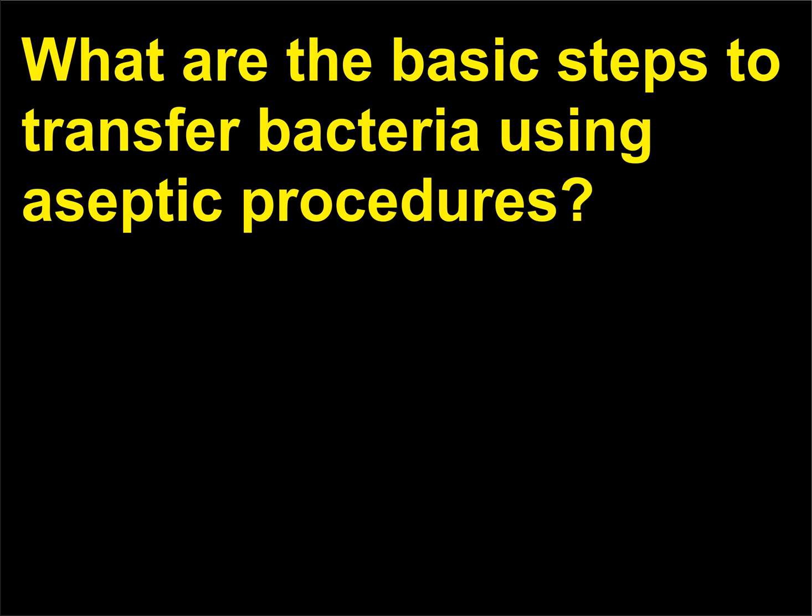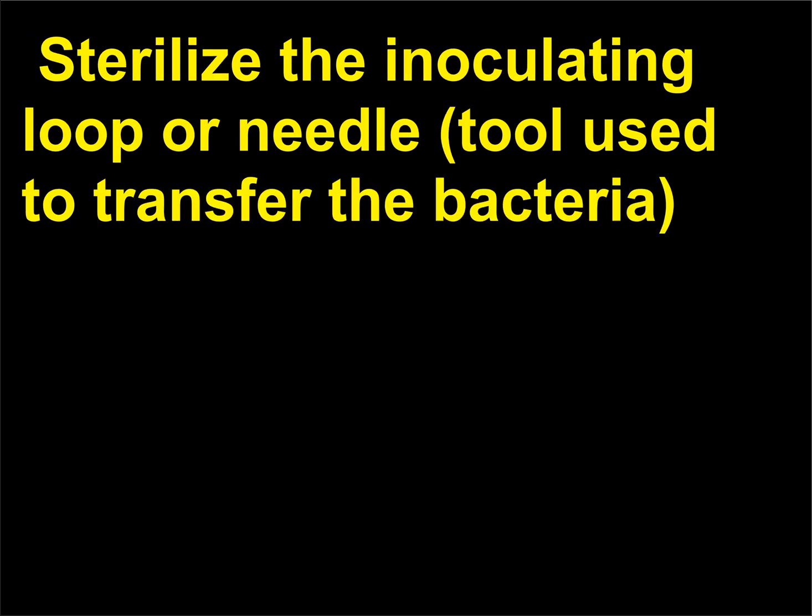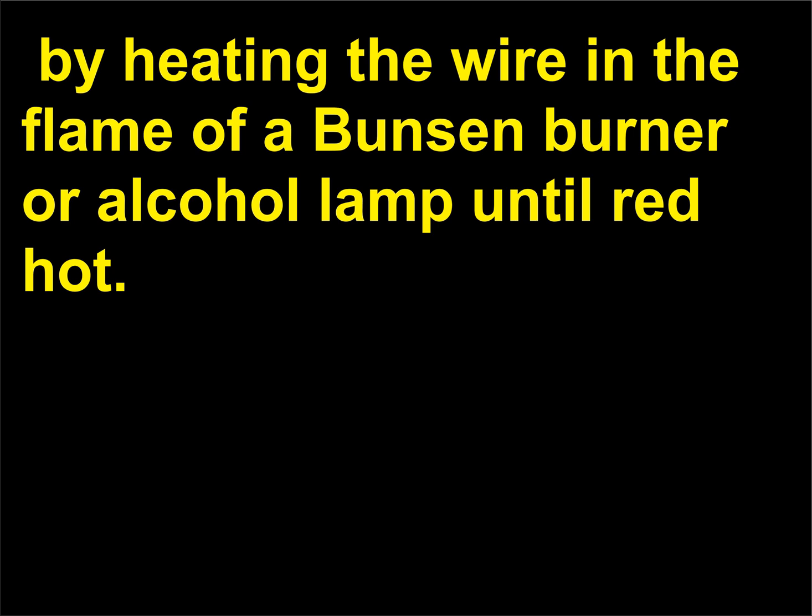What are the basic steps to transfer bacteria using aseptic procedures? First, plug the test tube or flask with cotton or plastic cap. Sterilize the inoculating loop or needle, the tool used to transfer the bacteria, by heating the wire in the flame of a Bunsen burner or alcohol lamp until red hot.